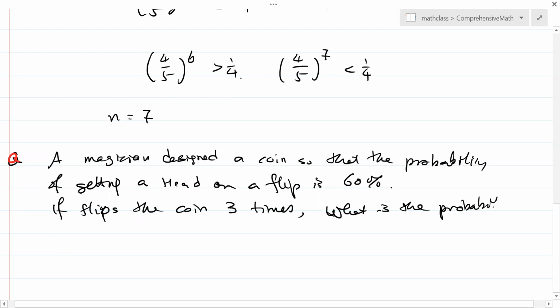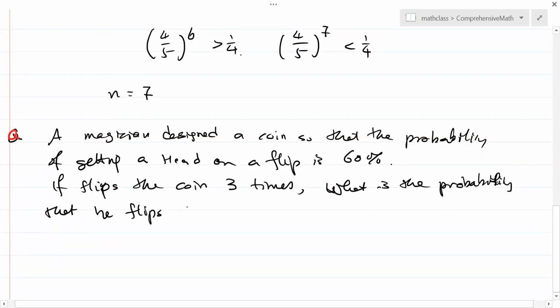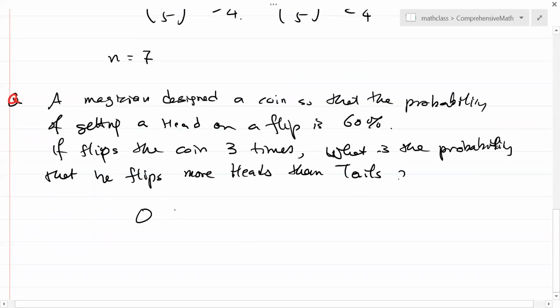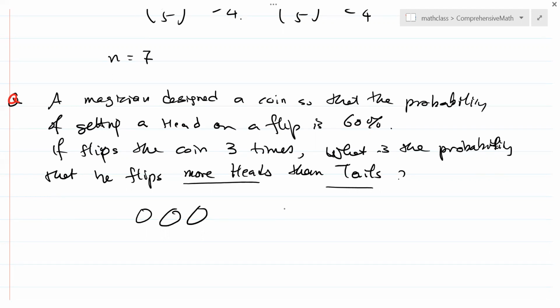Okay. Well, it's three times, right? All right, so here's a coin. You flip it three times. Each time you have more chance to get heads. But this is another question. This question is you want more heads than tails. So what is the probability you get at least two heads? Because more heads than tails means you got two heads or three heads.